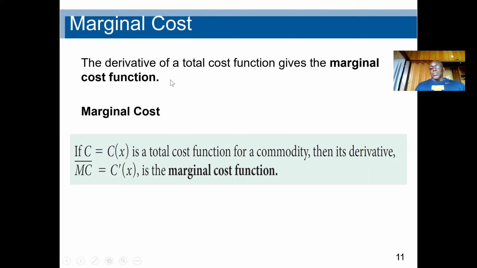As we said, the derivative of a total revenue function gives us the marginal revenue function. Same thing, the derivative of a total cost function gives the marginal cost function. So here we represent C as the cost. So we say if C equals C(x) is the total cost function for a commodity, then its derivative will be the marginal cost function, which is C'(x), the marginal cost function.